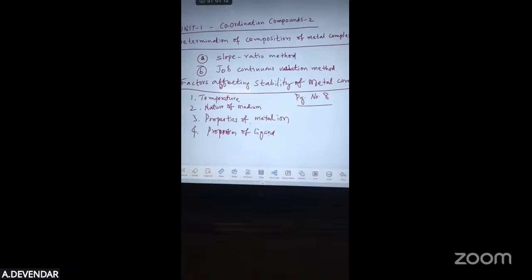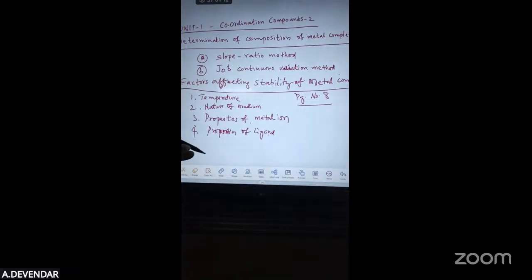So we are expecting questions from the first unit, coordination compounds, on the determination of the composition of the metal complex and the factors affecting the stability of the metal complex. Only two short bits. These are only short bits only. Okay.